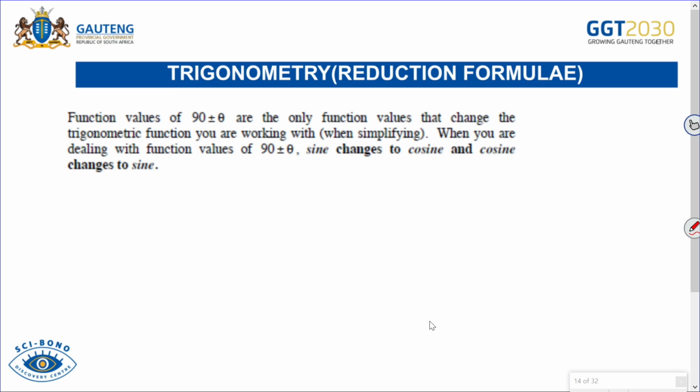Function values of 90 plus or minus theta are the only function values that change the trigonometric function you are working with when you are simplifying. So when you are dealing with function values of 90 plus or minus theta, sine changes to cosine and cosine changes to sine. I've been explaining this. So whenever you are dealing with the cofunctions, which is 90 plus or minus theta, if you are dealing with sine, you must change the sine to cosine. And if you are dealing with cosine, then you must change your cosine to sine.